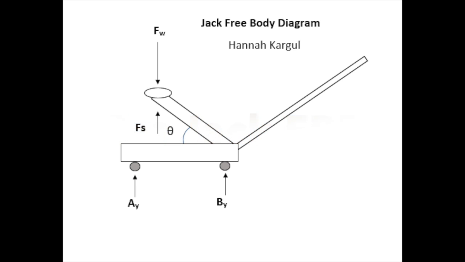In the free body diagram, the force from the weight is shown downward, and you can see the equilibrium force on the underside of the platform going upward. There are support reactions on the bottom of the jack in the AY and BY directions. They're only in the Y directions and not the X directions because they are wheels and not static supports.